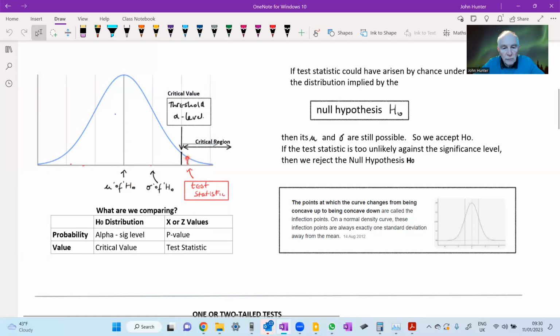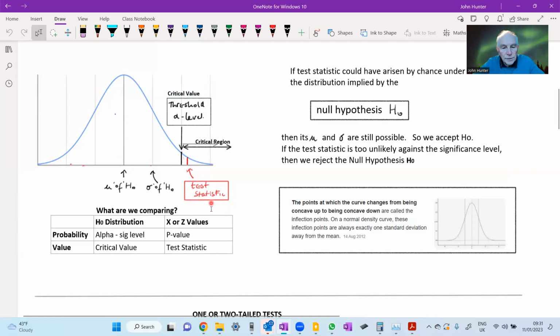And then, conversely, if the test statistic falls in this area here, then we go, well, it could just be random variation. Any observation that we take from this normal distribution doesn't have to be on the mean, does it? It can be anywhere up and down here. So that is the idea.